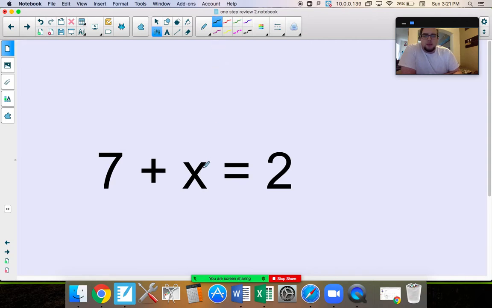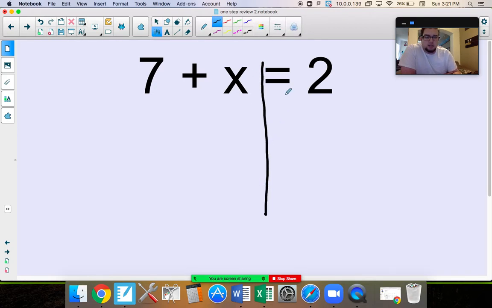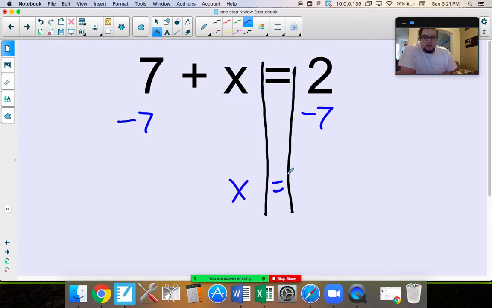It doesn't have to be in perfect order. So now it's 7 plus x equals 2. Doesn't change anything. You could even rewrite it. You just got to be careful how you rewrite it. I'm just going to leave it like this to keep it simple. I'm going to take 7 away from both sides. 7 take away 7 is 0. X is left over.